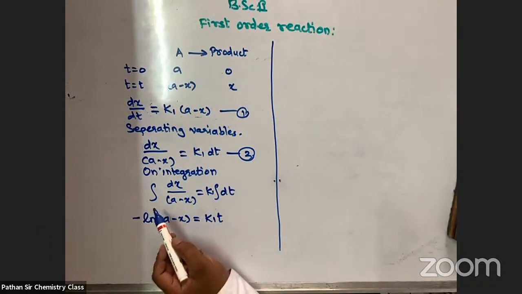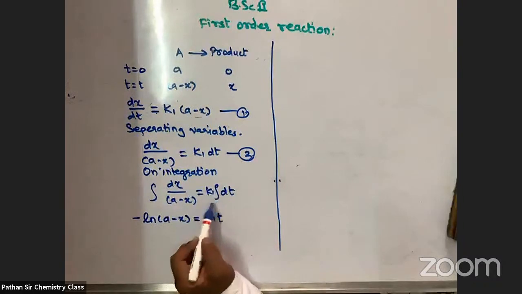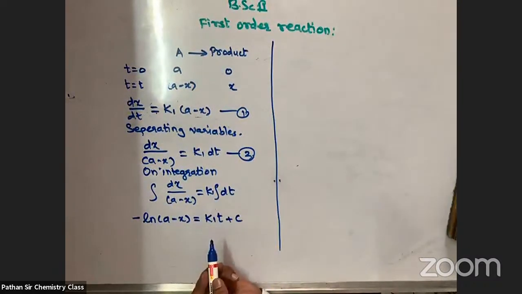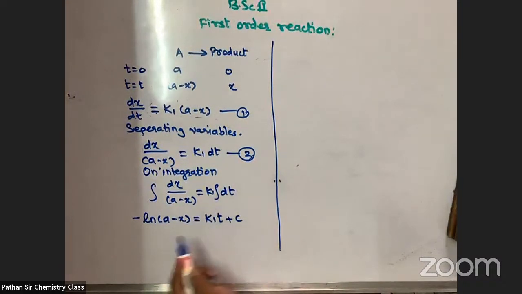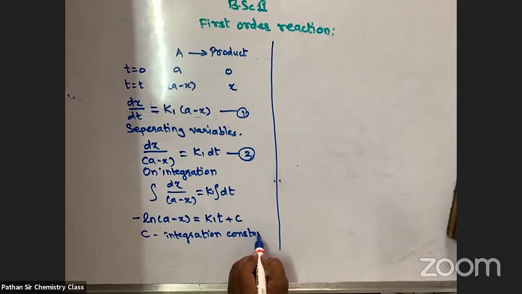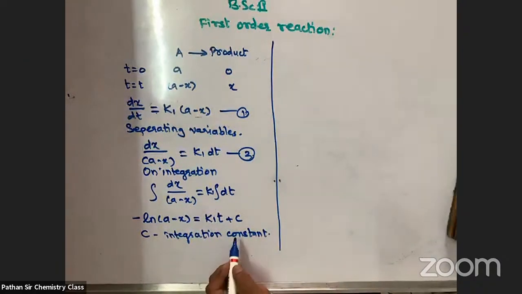Now this is an indefinite integration, so we have to introduce some constant, say c. This c is integration constant. Okay, what is this? C is integration constant. Then say it as equation number 3.